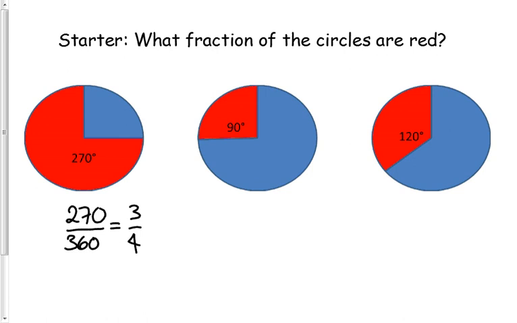For the second fraction, we have 90 degrees. So again, full circle is 360 degrees. We have 90 degrees, so it's going to be 90 over 360, which simplifies to 1/4. For the third circle, we have 120 degrees, so the fraction of the circle is 120 divided by 360, which is 1/3.